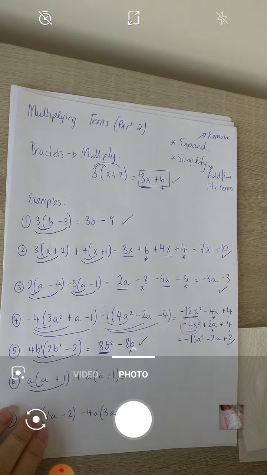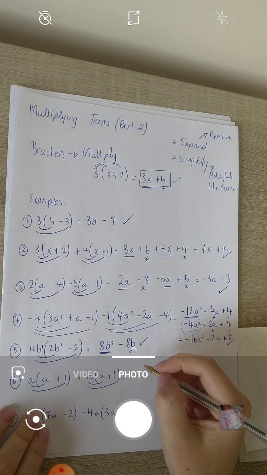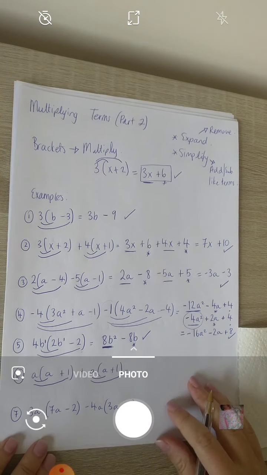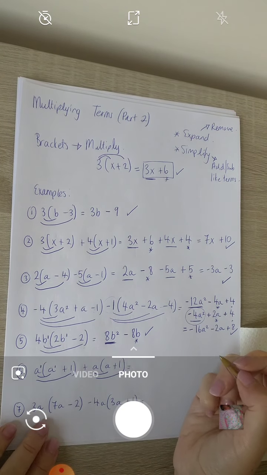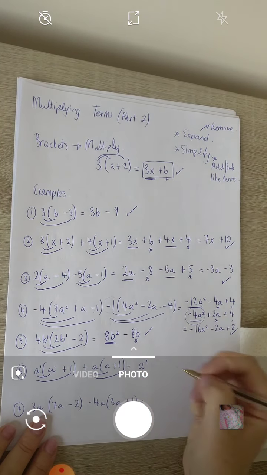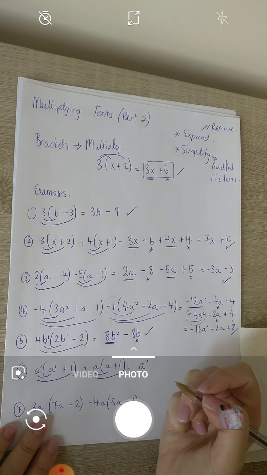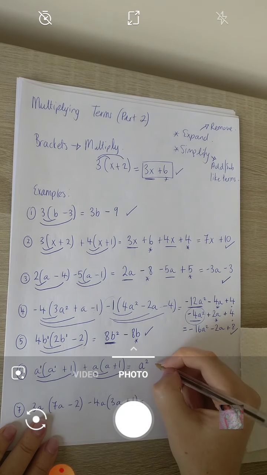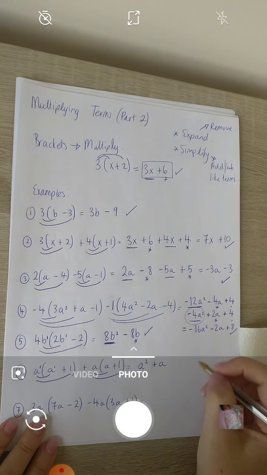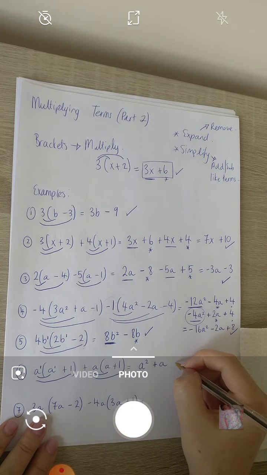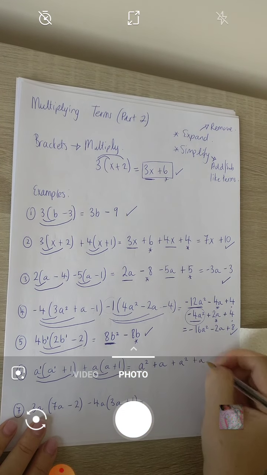Okay. Next one, we have a multiplied by a plus 1 plus a times a plus 1. So what we're looking at here is a times a is the same as a to the power of 1 times a to the power of 1, which we know is a to the power of 2 because we add those powers. A to the power of 1 times 1 is just a to the power of 1, which is actually just a. And then here we have the exact same thing, so we've plus a by a is a squared, and a by 1 is a.